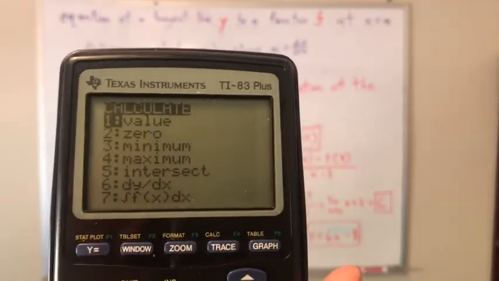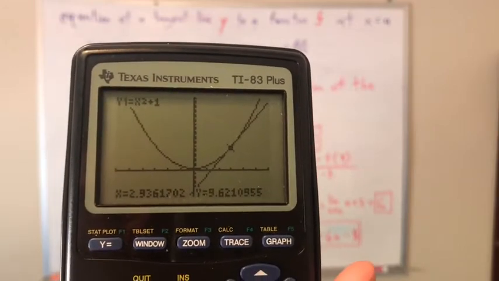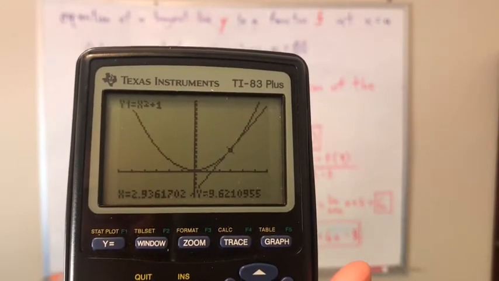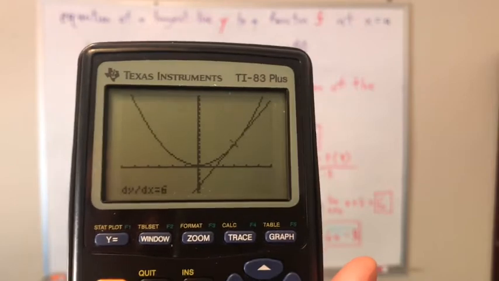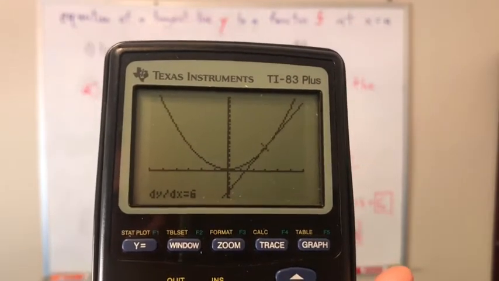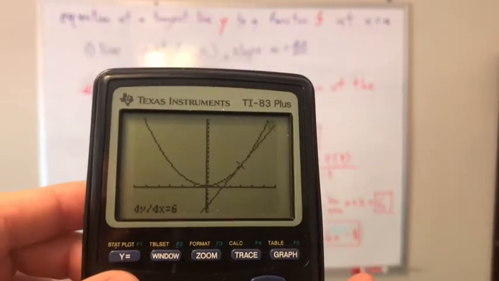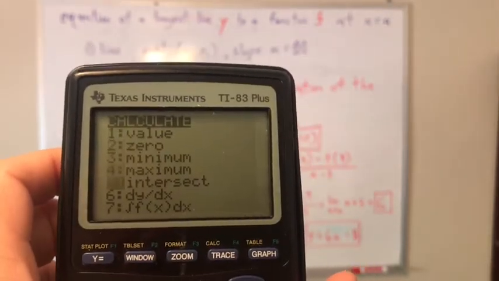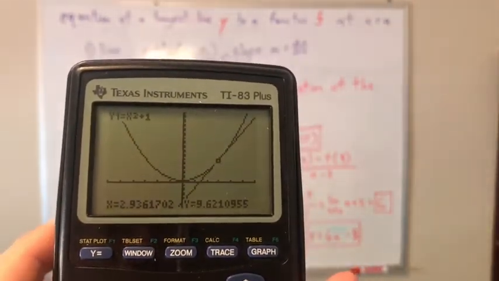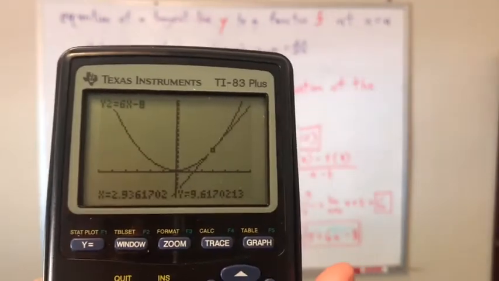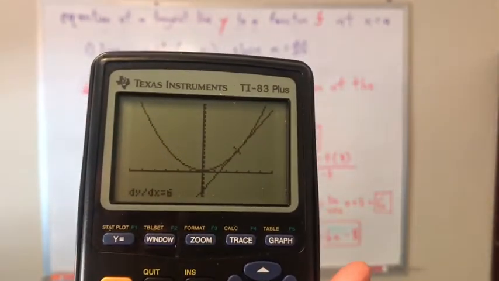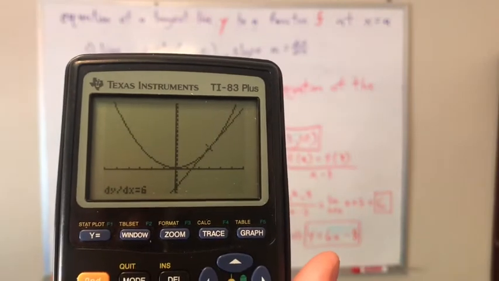Second calc, dy/dx. Let's check the slope of f at 3. Well, it looks like a slope of 6. Does our tangent line have a slope of 6? Absolutely. We already did that, but we'll do it anyway. Second calc, dy/dx. Make sure we're on the second function. Hit 3. Bam. I got a slope of 6. This is clearly a tangent line to the function.